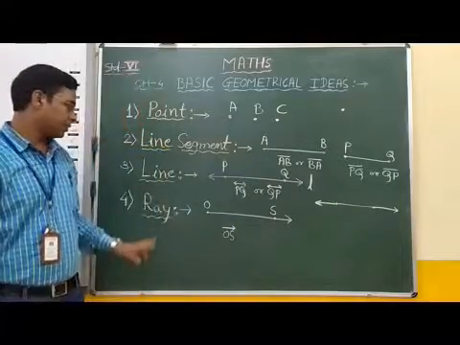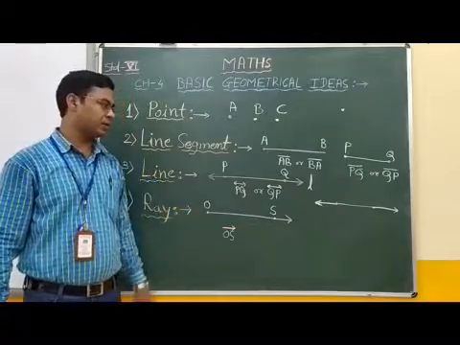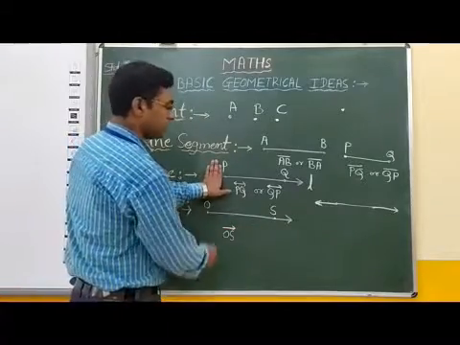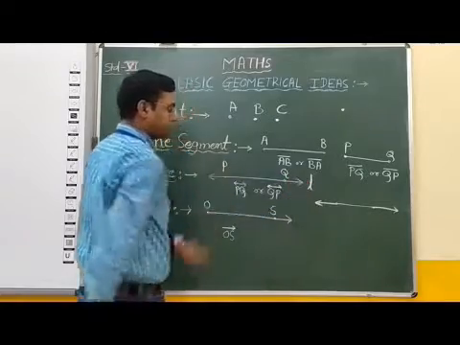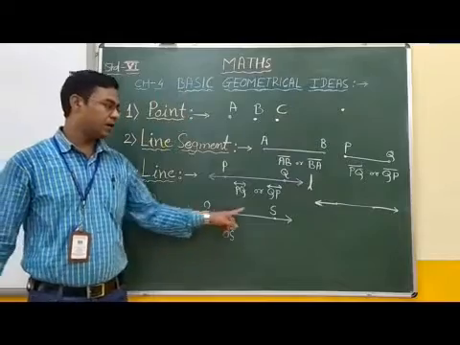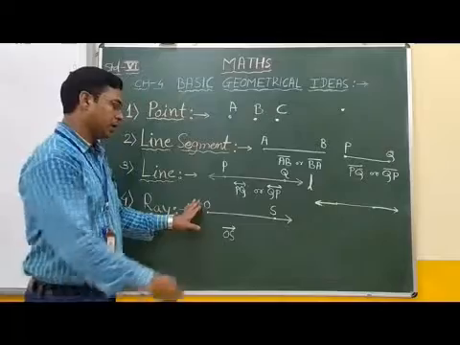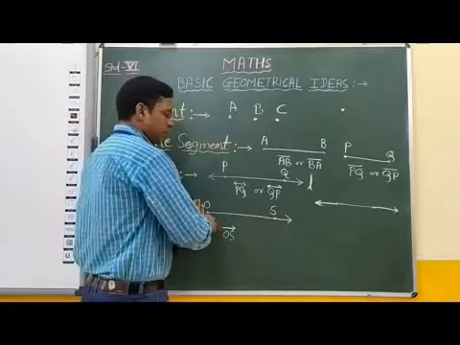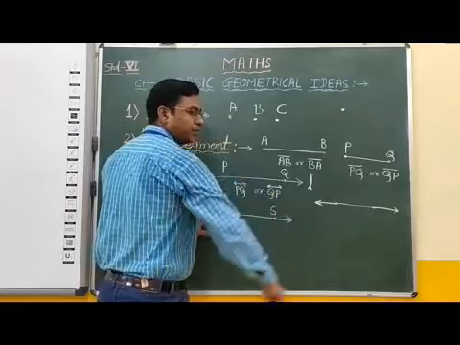Now next, ray. Ray is a part of a line. If we shade this part, then it is a ray. Ray has a starting point but does not have an end point. Meaning, it will move in one direction only.